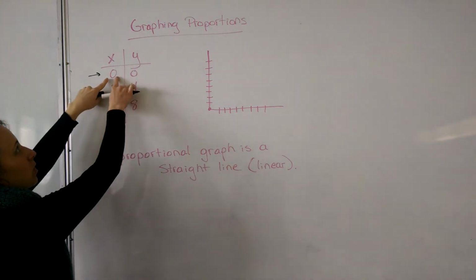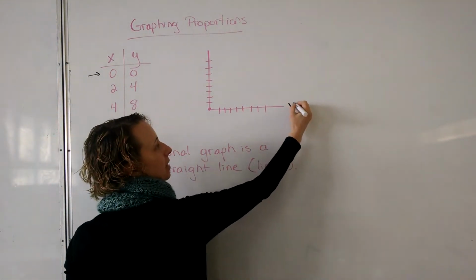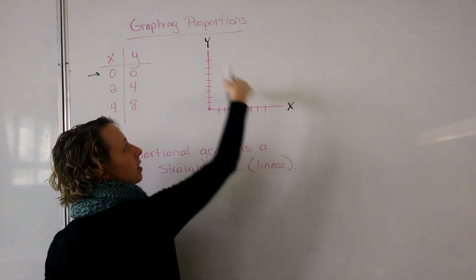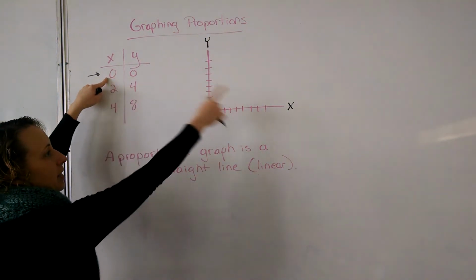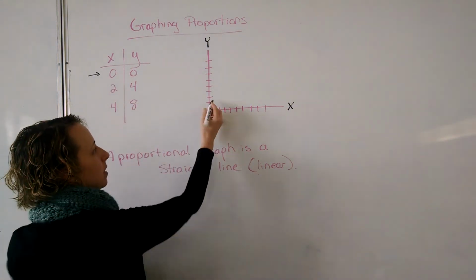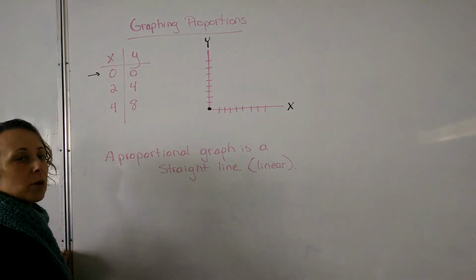So for example, this pair is going to be 0 x's, 0 y's. Here is x, here is y. X is always the horizontal line, y is always the vertical line. And I want 0 x's, well that'd be here, 0, and 0 y's, also here, 0. There we go, point 0, 0. Great, I graphed the first point.